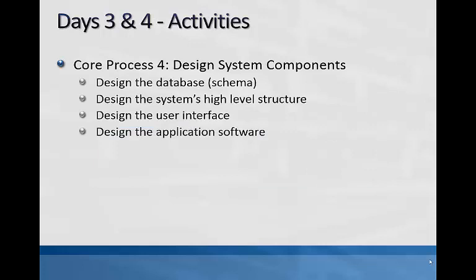Core process 4 is a design activity. There are several things that must be designed. One, we must design the database, the schema, the tables, and so on. Second, we must design the high-level structure of the system, the architectural design. Third, we design user interfaces or screens. And fourth, we design the actual application software, or the programs themselves.